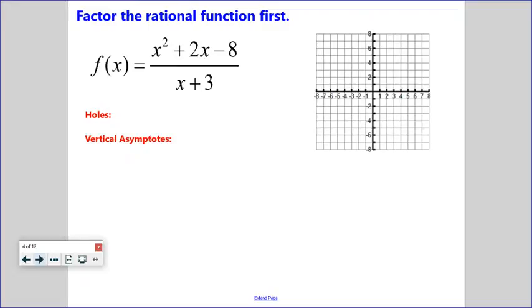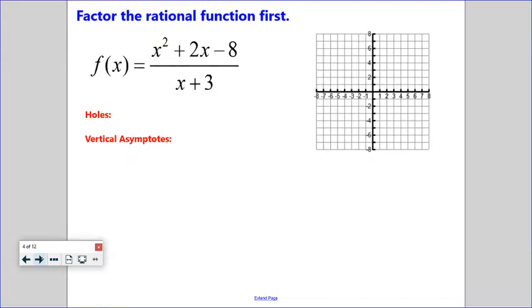All right, so our first example does have a slant asymptote, and we'll talk about that when we get to that section here. First function is f of x equals x squared plus 2x minus 8 over x plus 3. The first two things we look at before we get to the whole horizontal and slant asymptotes, which is our kind of new topic today, are holes and vertical asymptotes. So that's why we're pausing here and finding those first.